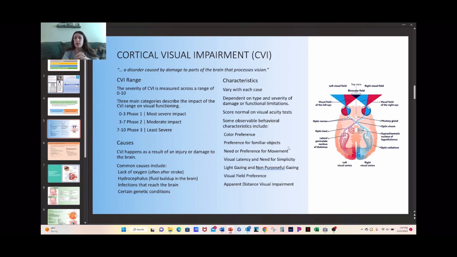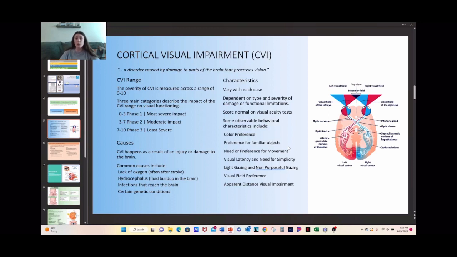They also tend to show a need or preference for movement. Children with CVI, again, the visual cortex being located in the back left and right parts of the brain, its function is generally preserved in children with CVI. So generally, children with CVI will have difficulty processing objects or seeing objects that are either still or presented directly in the center of their visual field. Some children will even go as far as moving themselves physically to stimulate their vision.